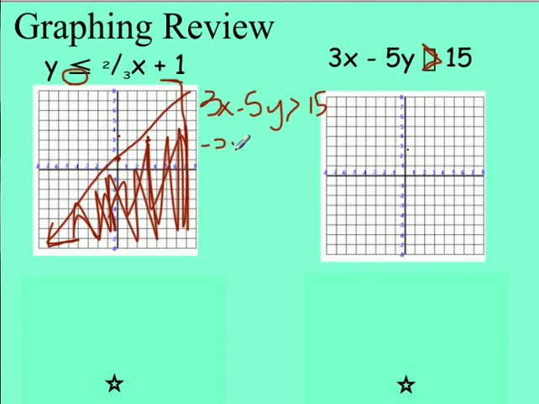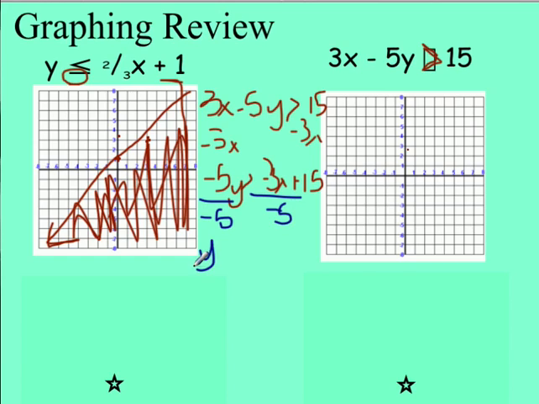So first thing, I'm going to subtract 3x from both sides. So then I get negative 5y is greater than negative 3x plus 15. Now, in order to graph this, I need to divide both sides by negative 5. Now, I'm dividing by a negative number when I'm talking about the inequality, so I need to flip the symbol. So I'm going to make this less than. Negative 3 over negative 5 is going to become positive 3/5 x. And then 15 divided by negative 5 is going to be negative 3. So I'm graphing positive 3/5 x minus 3.